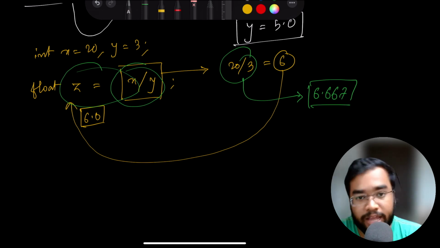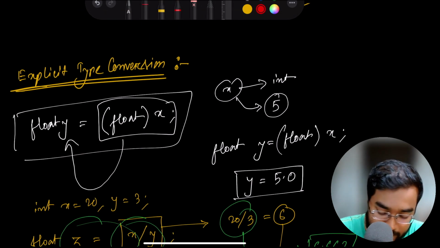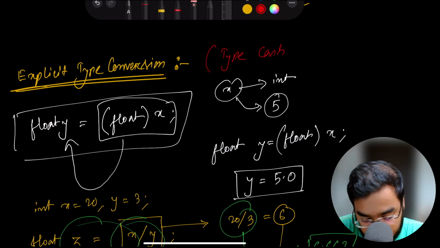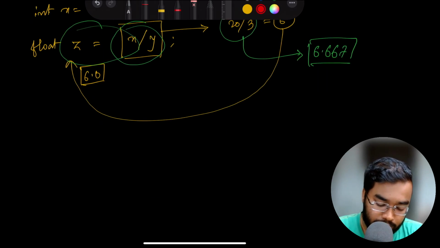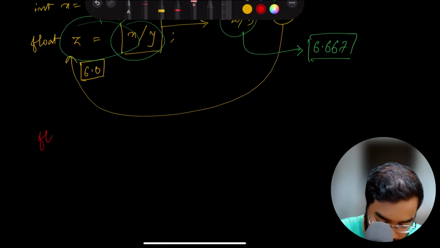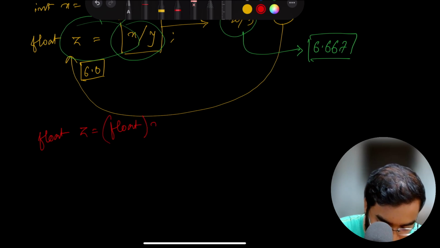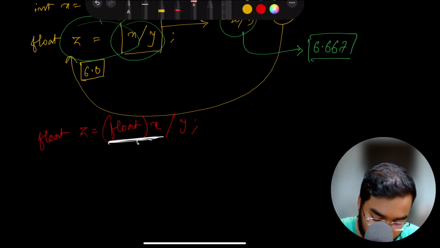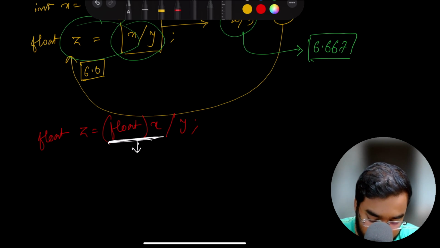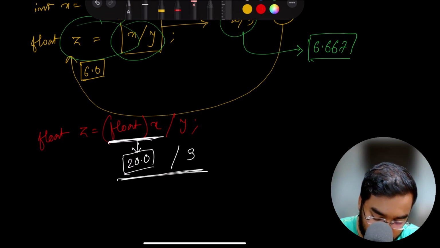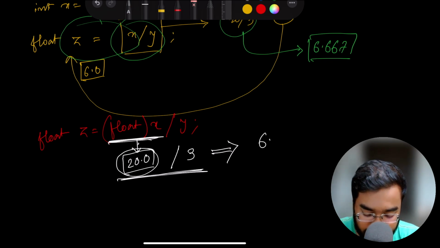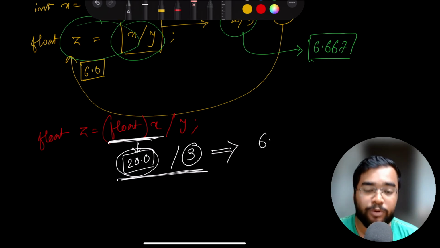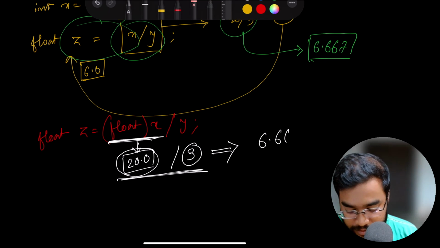In this scenario, we need explicit type conversion, which we can also call type casting. This is another name. Now what we have to do is write float z equal to float of x, whole divided by y. Here, x will be converted into float, so it would be 20.0 divided by y, which is 3. 20.0 divided by 3, obviously a float is getting divided by an integer, so the output would be in float automatically, which is 6.667, for example.